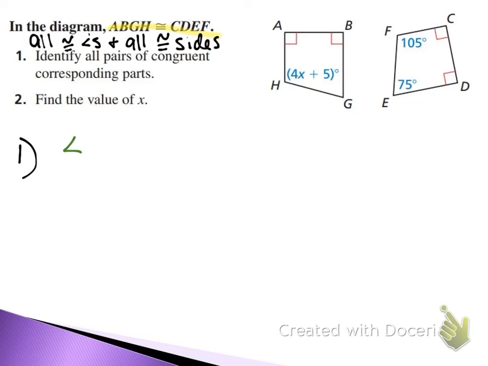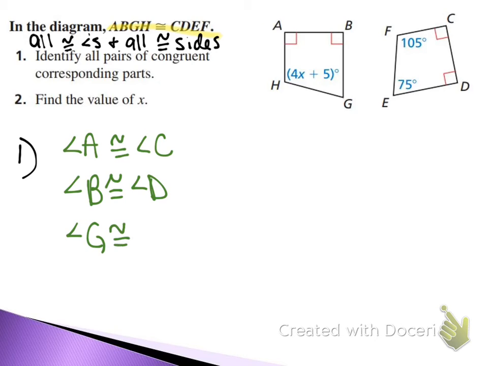What is angle A going to be congruent with in the other? Angle C. What would we like to do next? Angle B is going to be congruent to angle D. Angle G is going to be congruent to angle E. And angle H is going to be congruent to angle F. So make sure when you're naming angles, you got your angle symbol, capital letters. That's how we name angles.